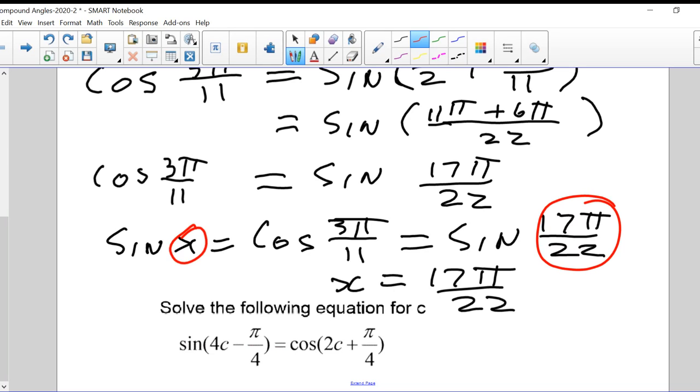Now, I am going to try one other question, which is very similar, for us to solve for C in the next question. After we're done that, we'll take a break. We'll take a break after we finish this. Then we'll move on to the compound angle stuff.